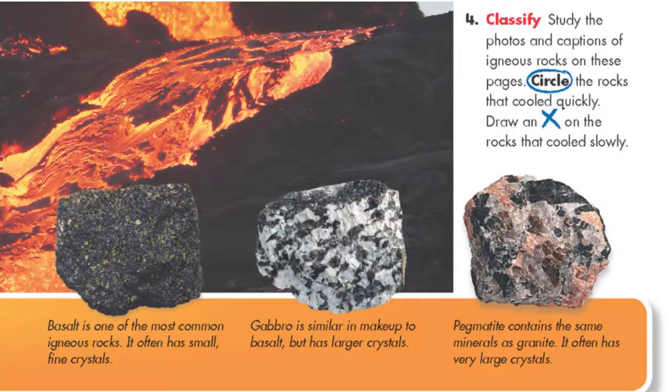Fine, let's answer question number 4, page 247. Classify. Study the photos and caption of igneous rocks on these pages. Circle the rocks that cooled quickly. Draw an X on the rocks that cooled slowly. So guys, to classify rocks cooling quickly or cooling slowly, you should observe if there are crystals formed. You can see it by your eyes or not. If you can see crystals, it's slowly cooling. If you can't see crystals, it's quickly cooling. Let's start with the first one.